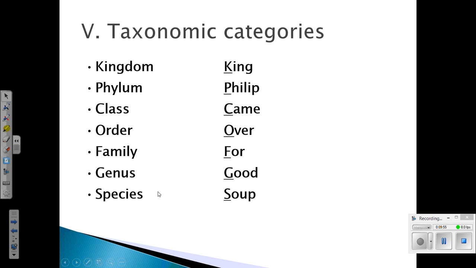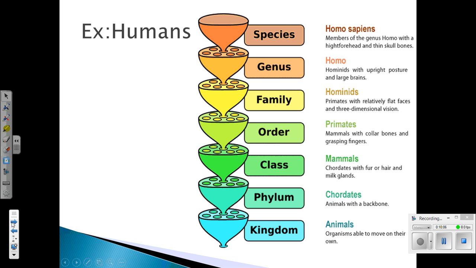You are going to have to know these in order. So one of our mnemonic devices is King Philip came over for good soup, and that should help you remember that. Okay, so the kingdom is going to be the broadest, and then it's going to narrow all the way down to species. Okay, so obviously there's many, many, many different animals in the animal kingdom, but there's only one Homo sapien, so it's narrowing it down to be more specific.